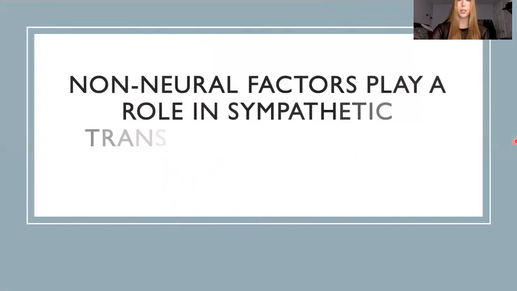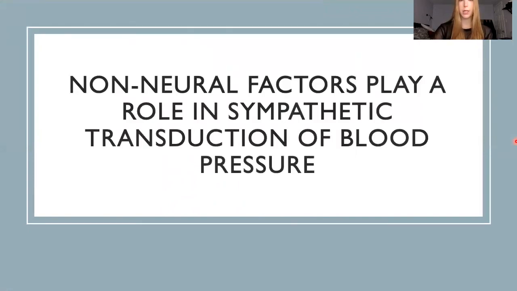In conclusion, we found that non-neural factors such as respiration play a role in sympathetic transduction of blood pressure through modulation of heart rate and stroke volume. It is important to note that these changes in heart rate and stroke volume can be regulated by various factors, either through neural interactions such as MSNA or through mechanical factors such as changes in venous return.